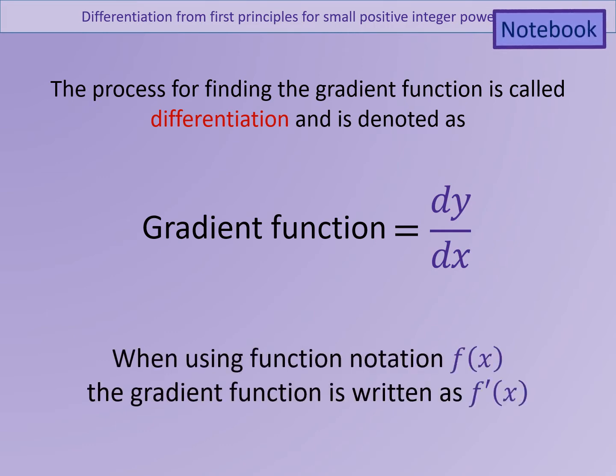Now, you might not be given an equation. So if we are given an equation, for example, y equals x squared, then when we are finding the gradient function, that gradient function would be denoted as dy over dx. However, as we know, sometimes you don't get the equation, but instead you get a function, where the notation for the function is f of x. Well, if that is the case, then when we are differentiating, the gradient function would be written as f dashed x.